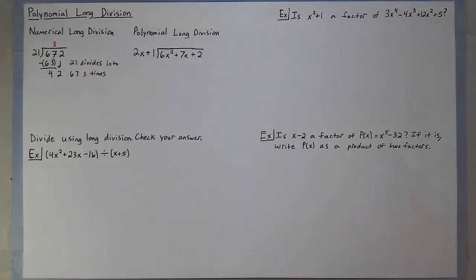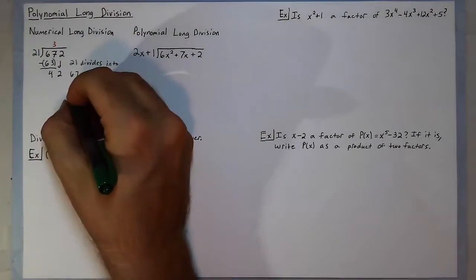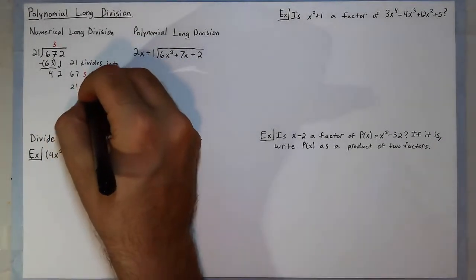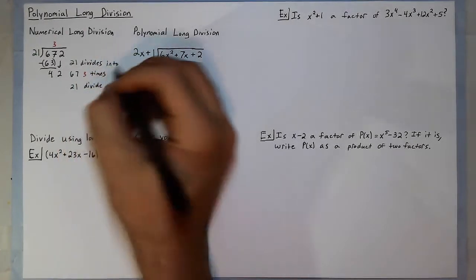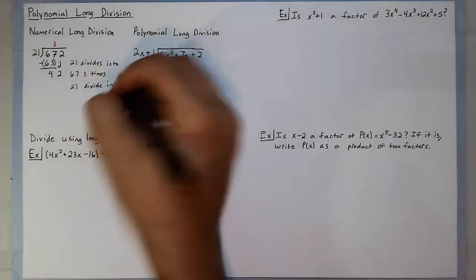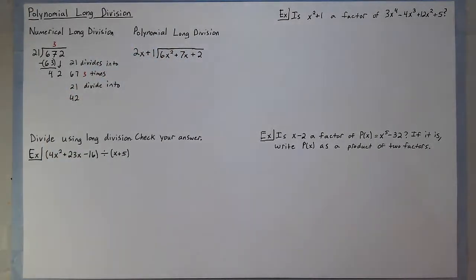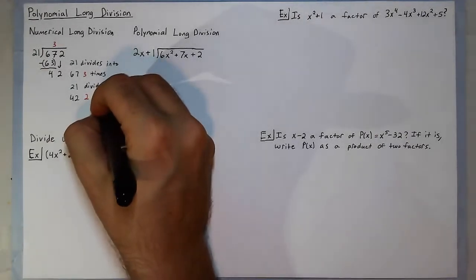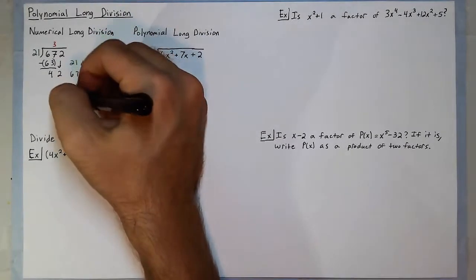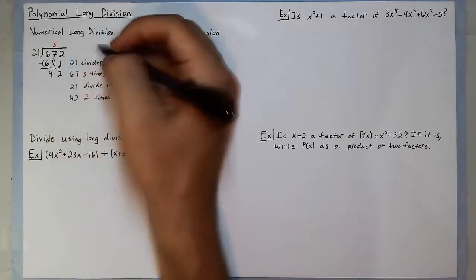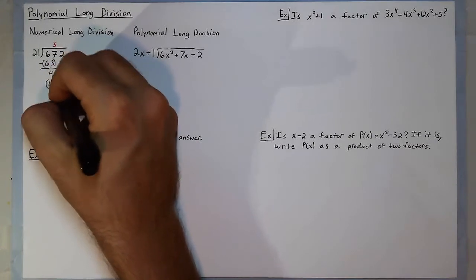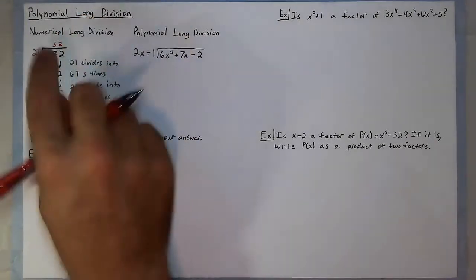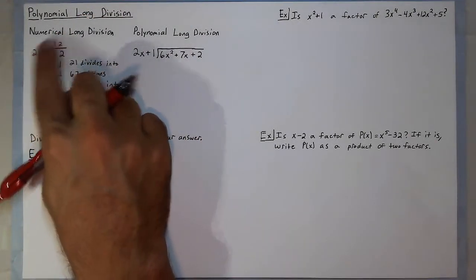And you would ask yourself a very similar question again. 21 divides into 42 how many times? Well, that's 2 times. And then you would take that information and be, okay, 2 times 21 is 42. And then you would subtract that away, and you would have a remainder of 0. And you'll learn that 672 divided by 21 is 32.